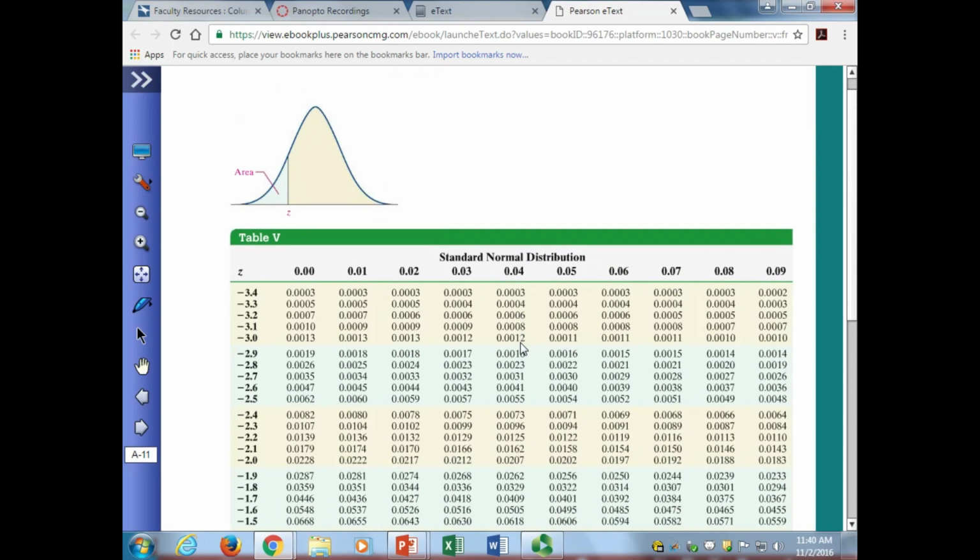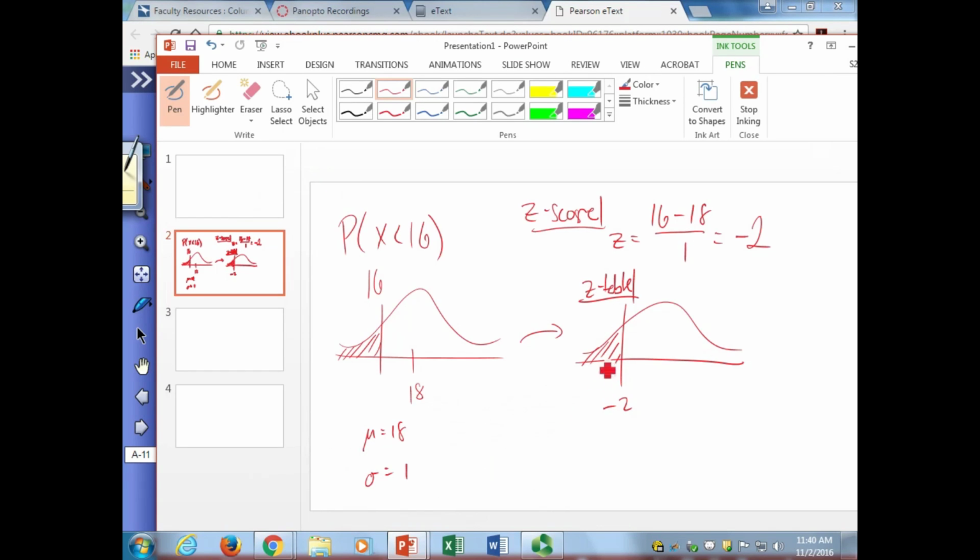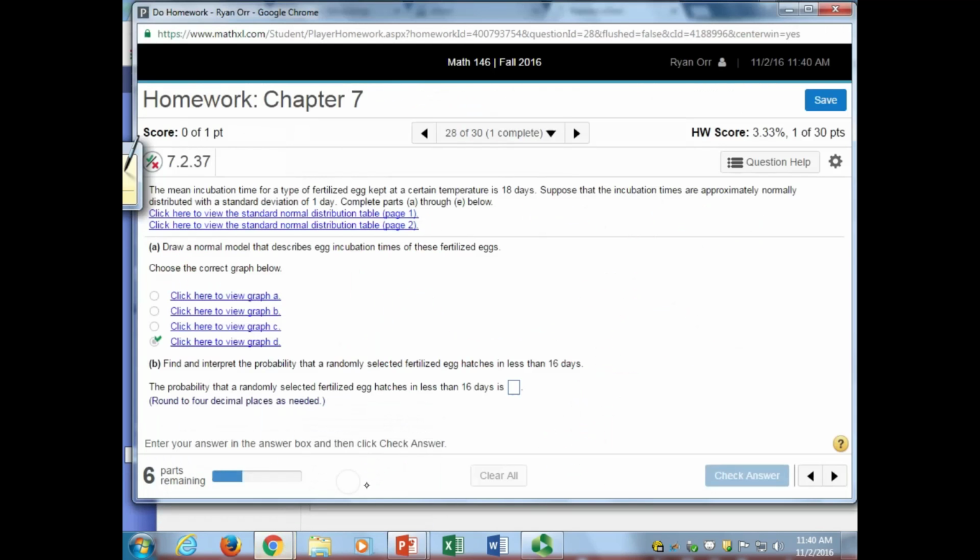So -2.0, so the area below it, -2.00, so it looks like 0.0228. That's going to be the solution, I think, for this part.